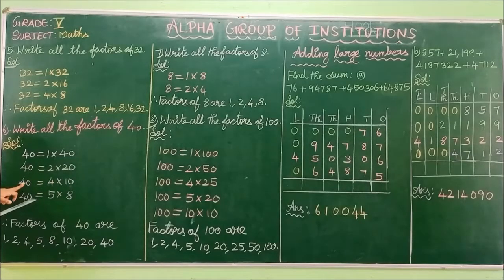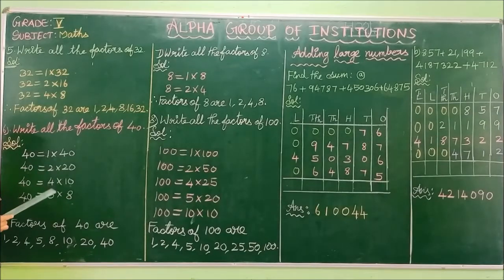It will not come in the 3 table. 40 also comes in the 5 table, so it can be written as 5 into 8. These are the possible ways, so you have to stop up to this. Now we are going to write the factors of 40. What are the factors of 40?